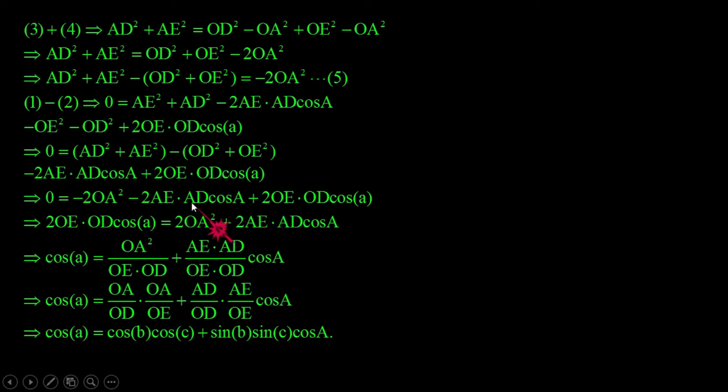2 OE OD cos A, I write, and arranging those terms to both sides of the equal sign, we get 2 OE OD cos A equals 2 OA square plus 2 AE AD cos A. Dividing both sides by 2 OE OD, we get cos A equals OA square divided by OE OD plus AE AD divided by OE OD cos A. But these can also be arranged this way: OA by OD into OA by OE plus AD by OD into AE by OE cos A.